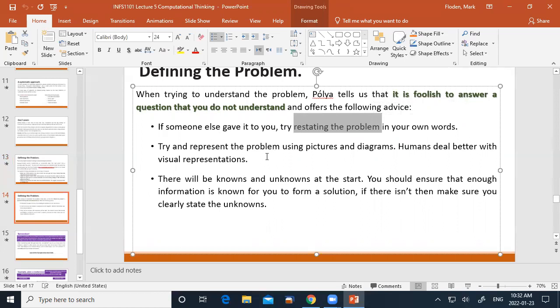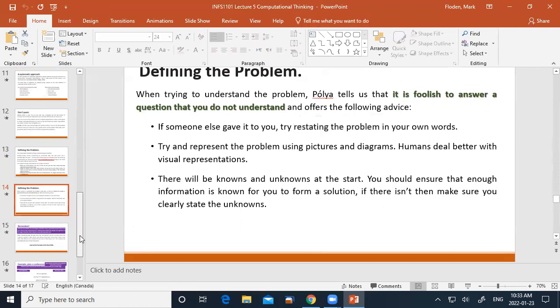Try to represent the problem using pictures and diagrams, then show that to them. That's systems analysis. We have a problem, we talk to the user about it, we draw some diagrams, and then we take the diagrams to them. We explain the diagram, and they'll say, "No, this is not right," or they'll say, "Oh yeah, that's all right." Then we know we're on the right track. There's knowns and unknowns. If we have enough knowns, we can get started on that.